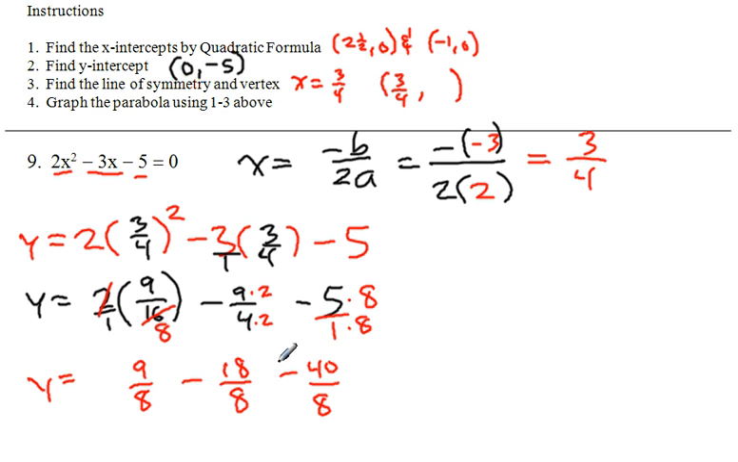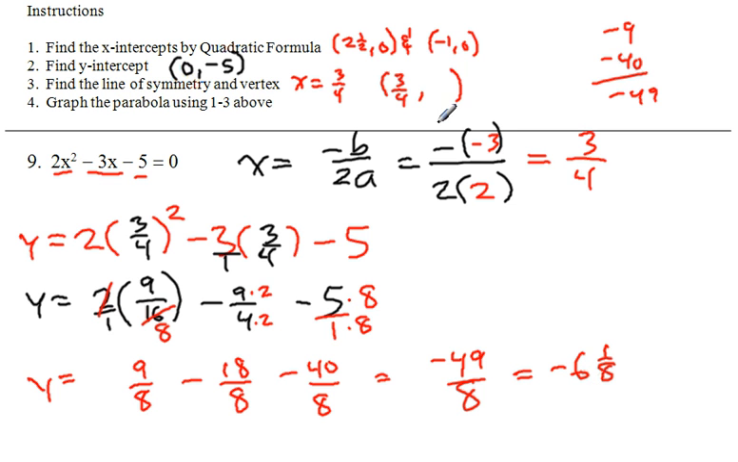Add them up. Let's see. 9 minus 18 is negative 9. Then if you subtract 40 from that, we're going to get negative 49. So we have a total of negative 49 eighths. And 8 goes into 49 6 times. 6 times 8 is 48, with 1 left over at 8. This seems very similar to the problem with number 7, to be honest with you. So our vertex is at 3/4, comma negative 6 and 1/8.